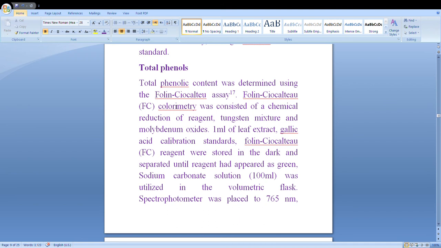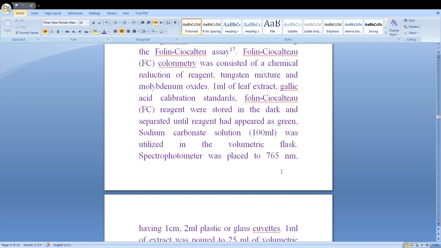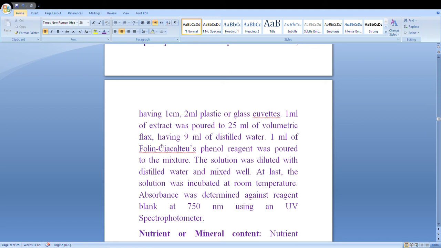Total phenol content was determined using the Folin assay. This is called the Folin assay. Colorimetric was considered of chemical reactions of reagent. And then this is called the tungsten mixture and the molybdenum oxide, 1 ml of leaf extract and gallic acid calibration standard, Folin. Reagent were stored in the dark until the reagent appeared green. Sodium carbonate solution was utilized in the volumetric flask. The spectrophotometer was set to 765 nm, with a 1 centimeter plastic or glass cuvette.